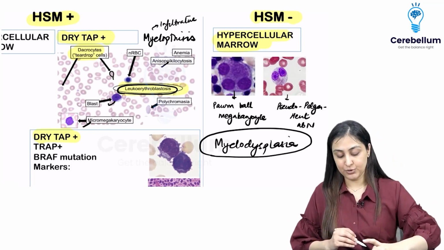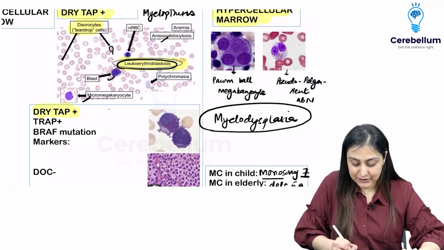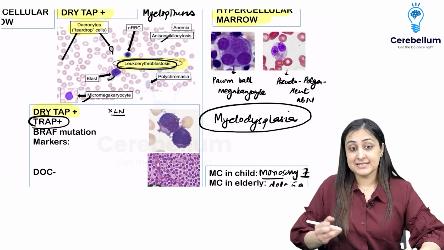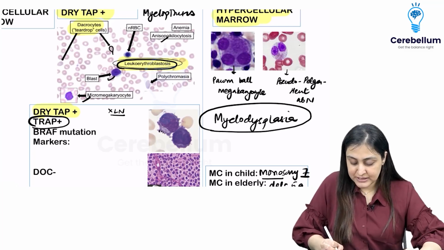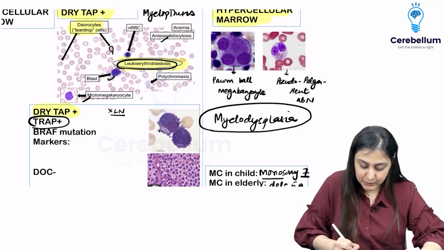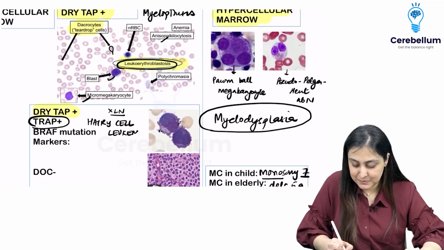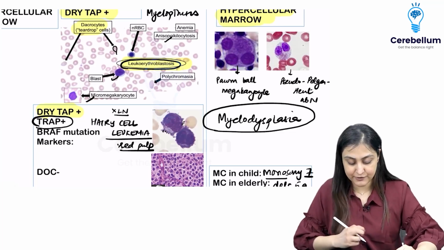On the other hand, if you hear the buzzwords, dry tap, there is massive splenomegaly but no lymph nodal enlargement, and you hear this stain, that is TRAP positive. You can see these cells which have these projections. What are we dealing with? We are dealing with a case of hairy cell leukemia. This is one leukemia which has massive splenomegaly and it involves the red pulp. Everything else where spleen is involved, it's going to be the white pulp. This is one exception. Okay, so that's the first learning point.